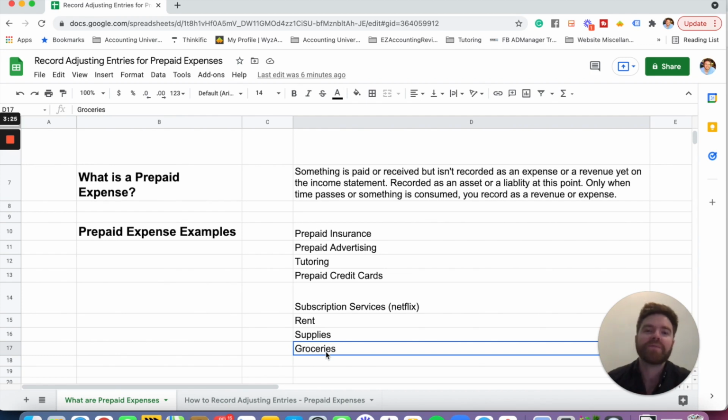Now those are some examples of prepaid expenses, and then now what we're going to do is go through some transactions for a real world example and show you how this works, where we record the prepaid expense and then later we record the adjusting entry.